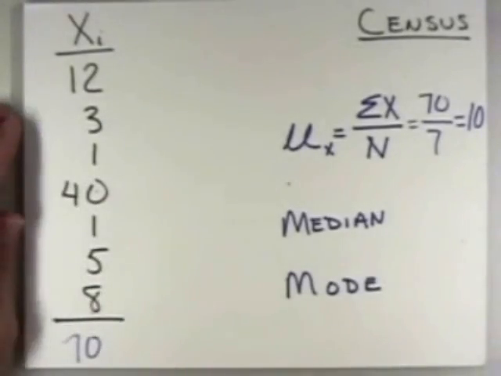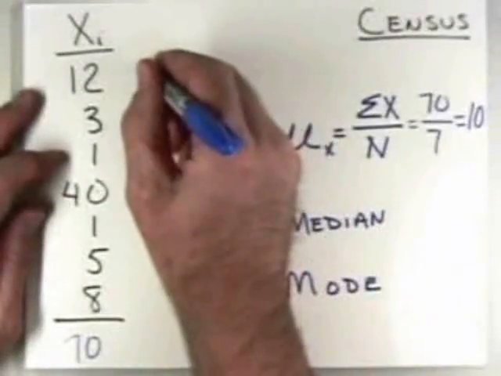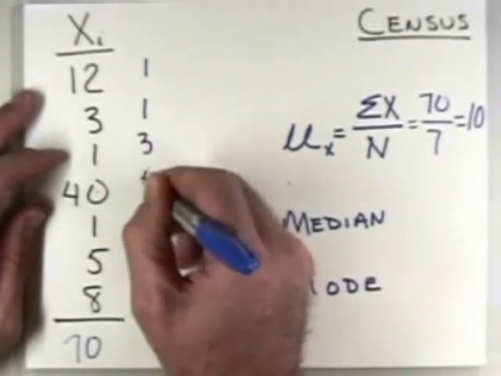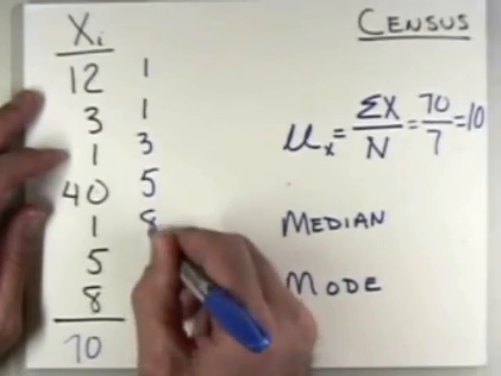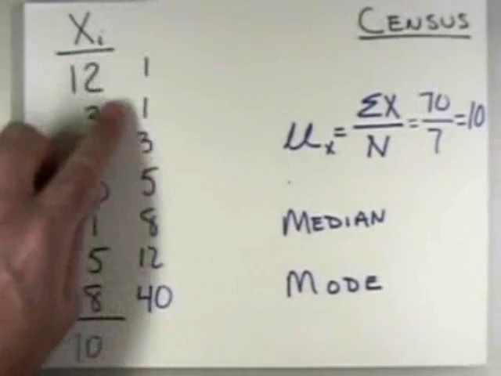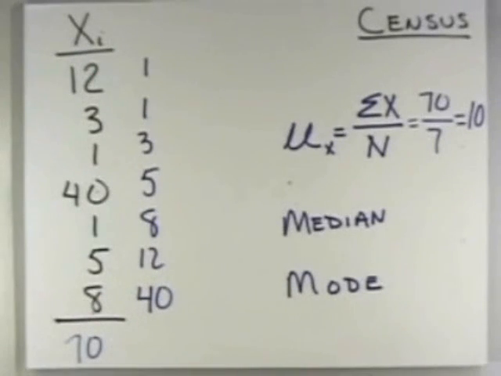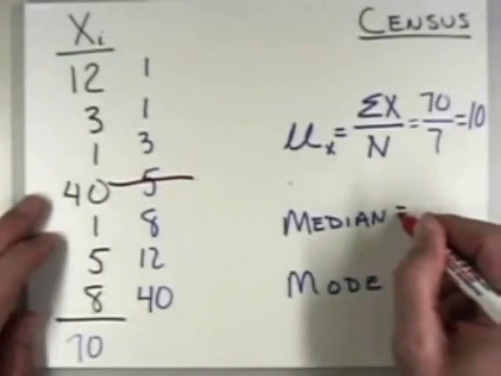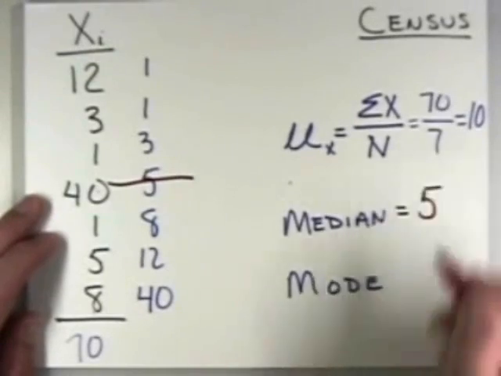Now the median is the middle value of an array. And so we would come back and we would rearrange these in ascending or descending order. So we've created an array, and the definition of the median is it's the middle value of an array. So the median is equal to 5.